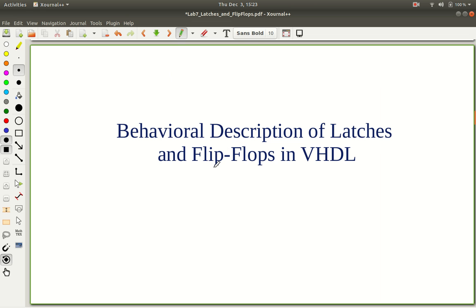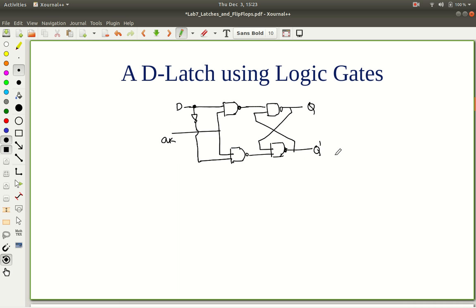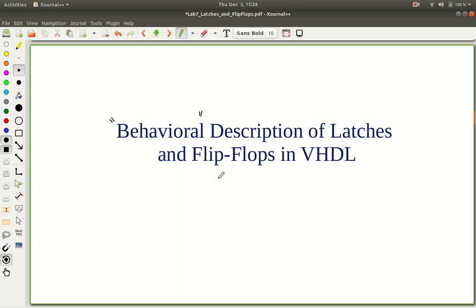So in this lab we are going to focus on behavioral descriptions. We are not going to discuss the structural description of a D latch or a flip-flop, which you may already know can be built using these kinds of logic gates. Similarly, using a single D latch like this and creating 2 instances of this description, you can build a master slave D flip-flop. So a D flip-flop can also be constructed using basic logic gates using structural VHDL. Coming to behavioral description, that means how do we describe these latches and flip-flops using the process construct in VHDL.